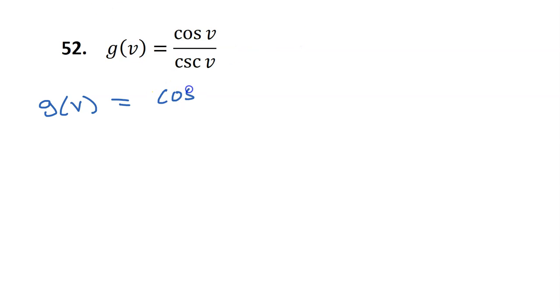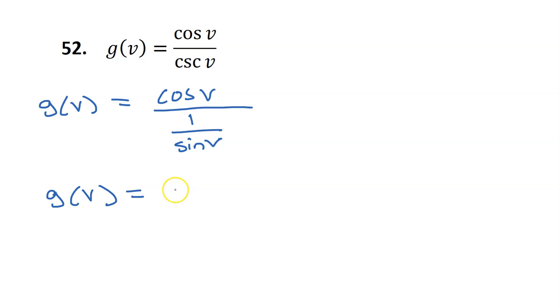So we've got cosine v in the numerator. We know that cosecant is the reciprocal of sine. So this would be the same thing as 1 over sine v. And when you're dividing by a fraction, you multiply by the reciprocal. So this would be the same as g at v is cosine v times sine v. I'm just multiplying by the reciprocal.